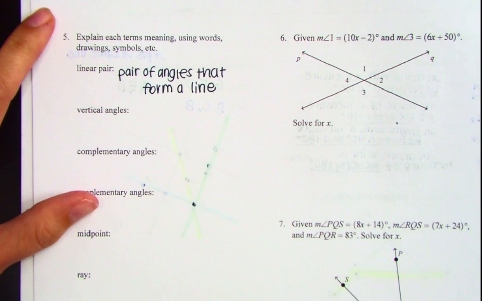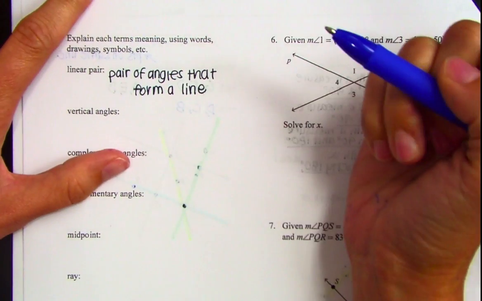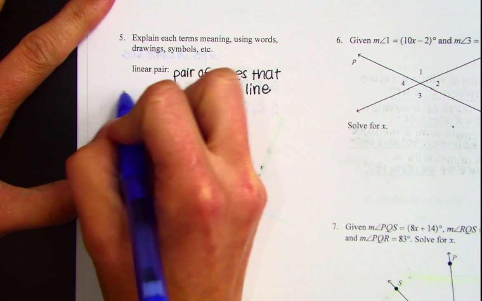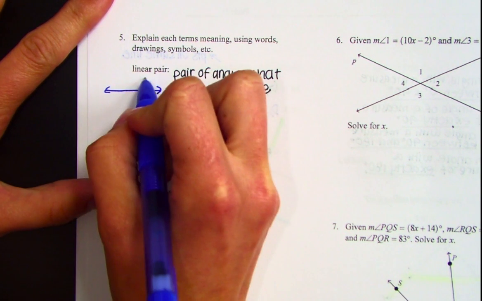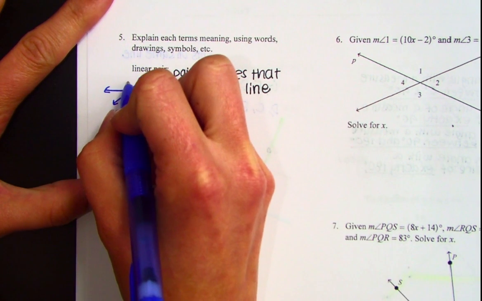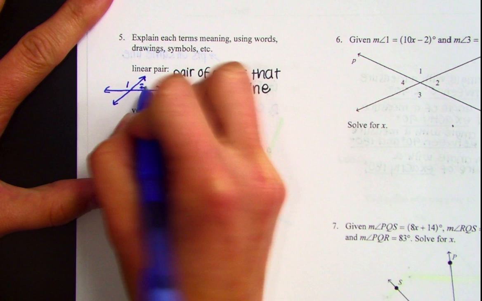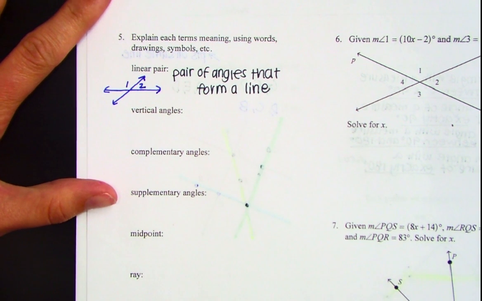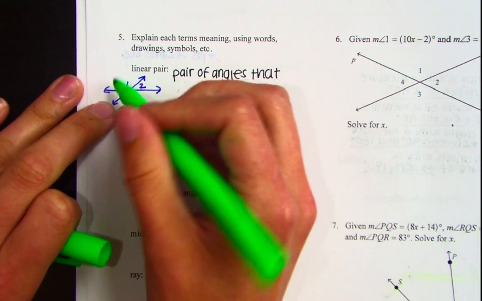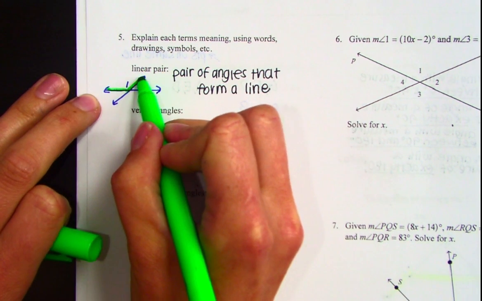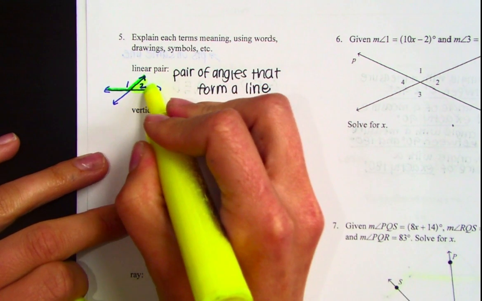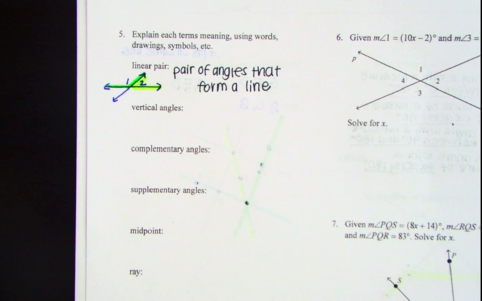So pair of angles that form a line. So I'm going to go ahead and draw that for you. Over here. We'll draw it here. So if I have this happening, angle 1 and angle 2 are an example of a linear pair because those angles are going to form a straight line. So we have angle 1, and then when you put that together with angle 2, it forms that straight line. So that would be linear pair.